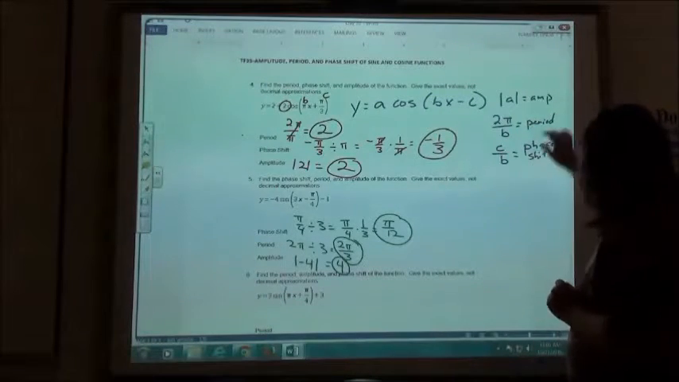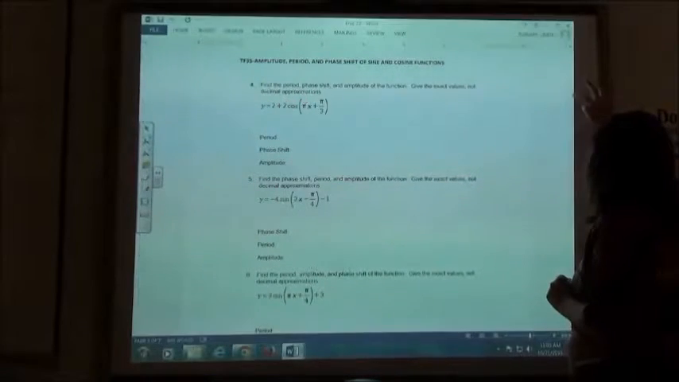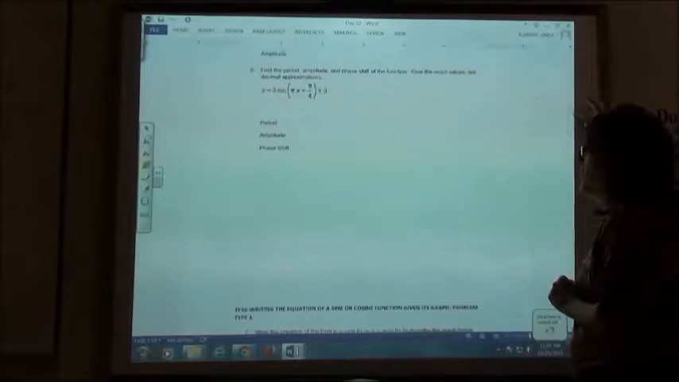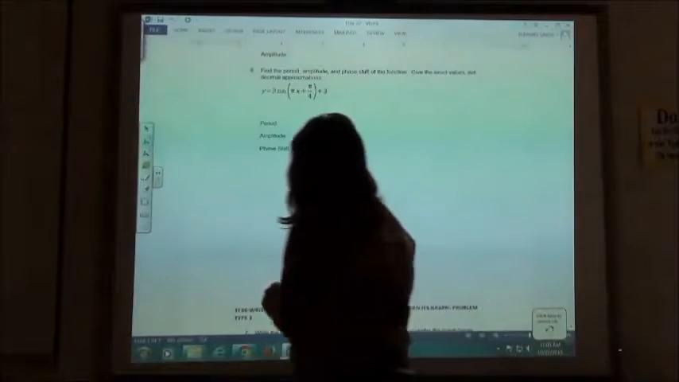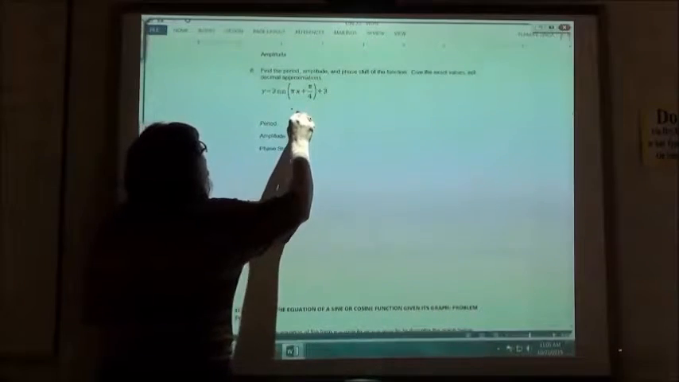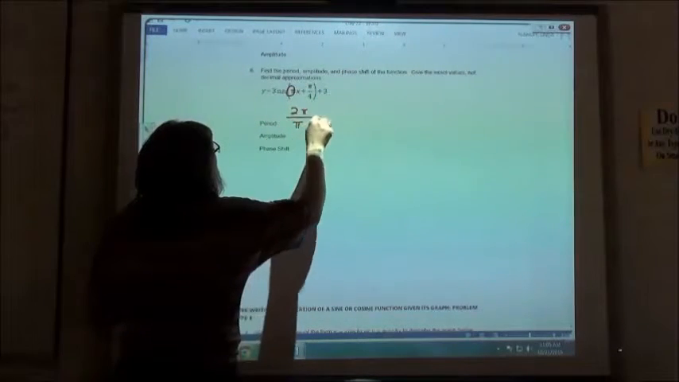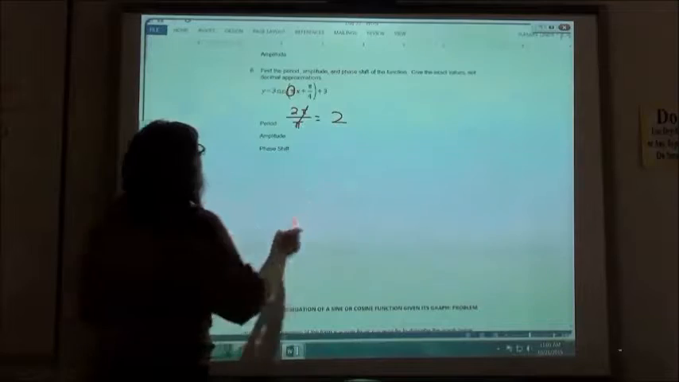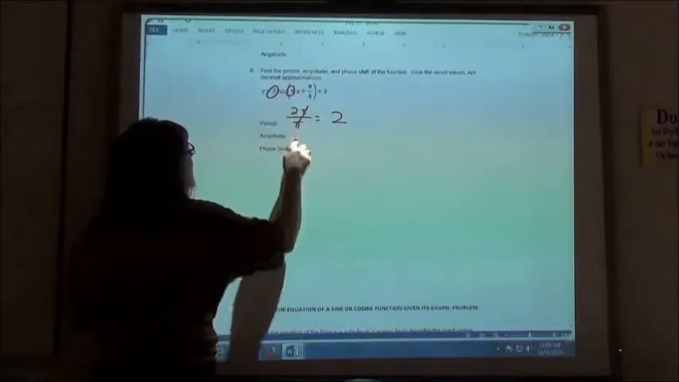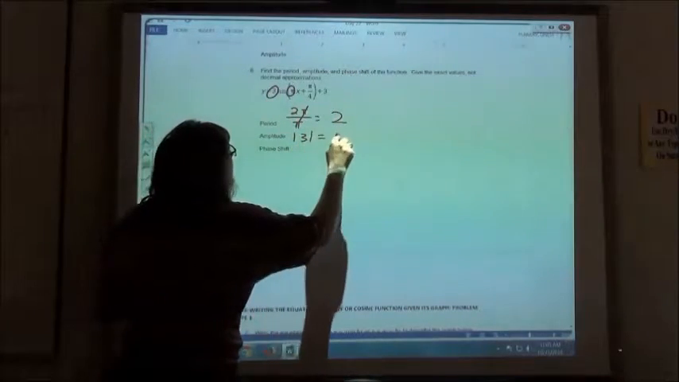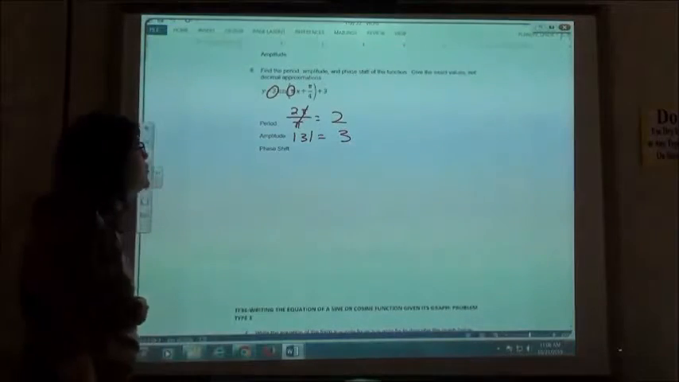And now I got to move the board. So number 6, they're going to start by doing the period first. So 2 pi over the B value of pi, which gives me a period of 2. My amplitude, the absolute value of A, so the absolute value of 3 is 3.